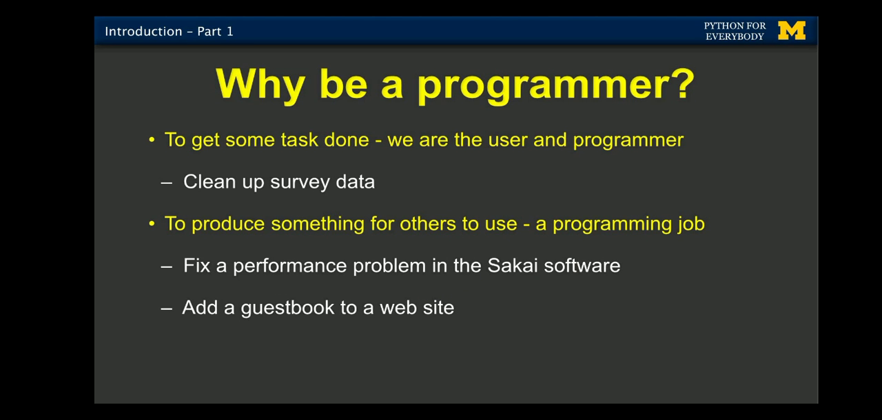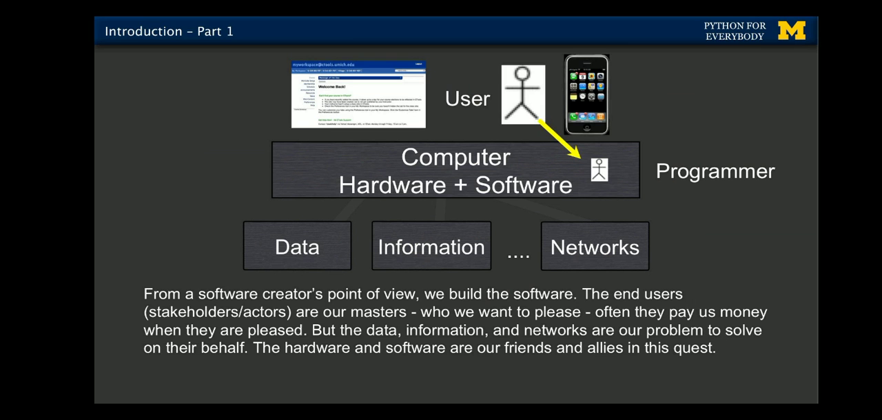So why be a programmer? Being a programmer comes with many difficulties and many learning approaches, but why be one? To get some task done, we are the user and the programmer. For example, clean up survey data to produce something for others to use, which is a programming job. Fix a performance problem in the Sakai software. Add a guest book to the website.